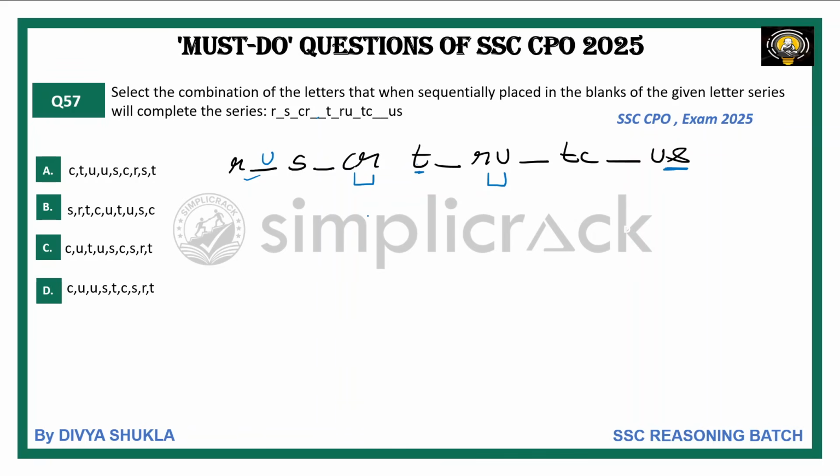There are two blanks here, so I can easily place U and S here. So the pattern, the cycle, is of R U S T C. You can divide with this block: R U S T C, then R U S T C, R U S T C, R U S. Okay, so this is the pattern in which you need to divide.